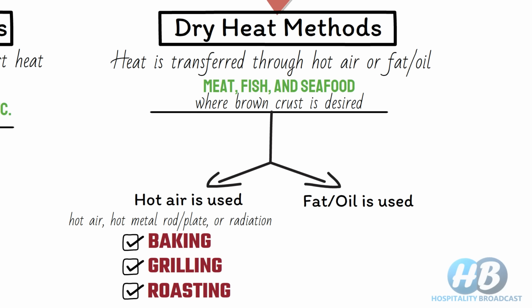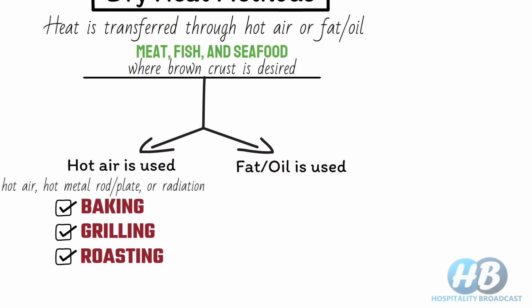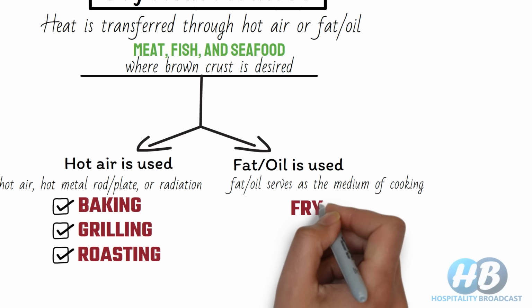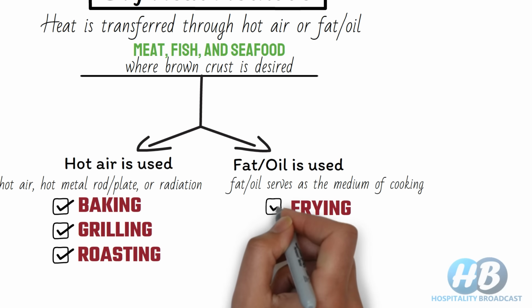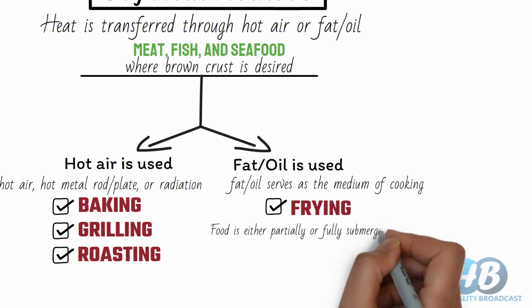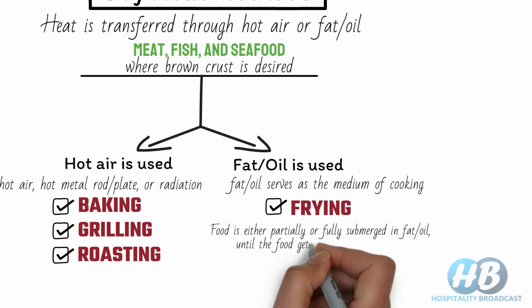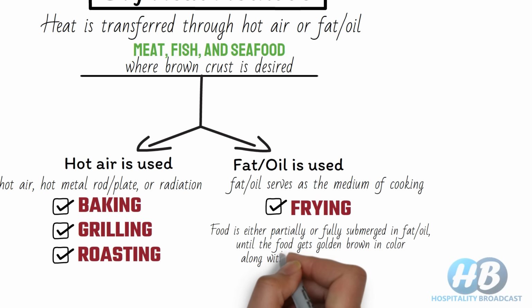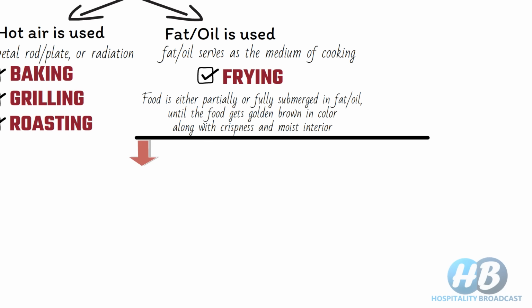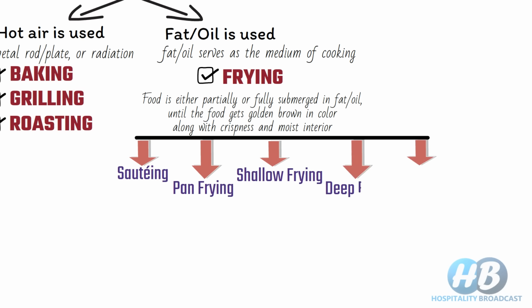Now let's move to the second category of dry heat methods using fat or oil. Here, fat and oil serve as the medium of cooking and is known as frying. Frying is an art of cooking where the food is either partially or fully submerged in fat or oil until the food gets golden brown in color along with crispness and moist interior. The varied categories of frying are sautéing, pan frying, shallow frying, deep frying, and stir frying.